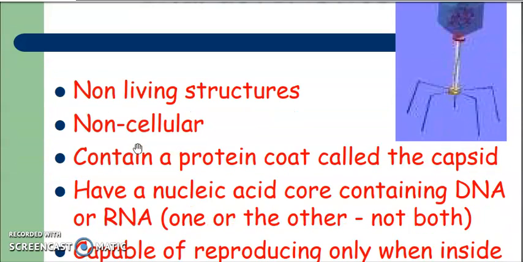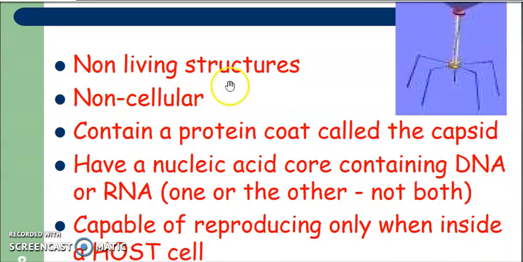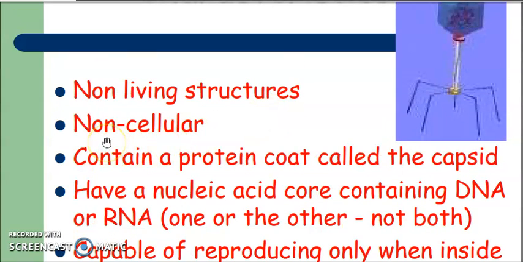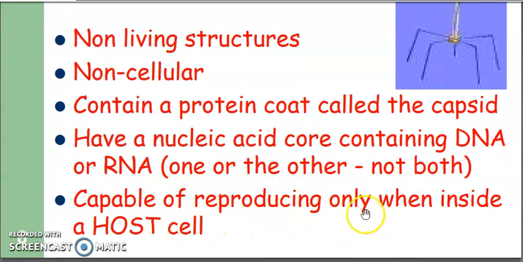In their characteristics, they have a non-living structure. They are non-cellular. They contain a protein coat called a capsid. They have a nucleic acid core containing DNA or RNA. They have one or the other. They can't have both. They are capable of reproducing only when inside a host cell. When they are inside a living body, they will be able to invade; otherwise they are unable to invade.